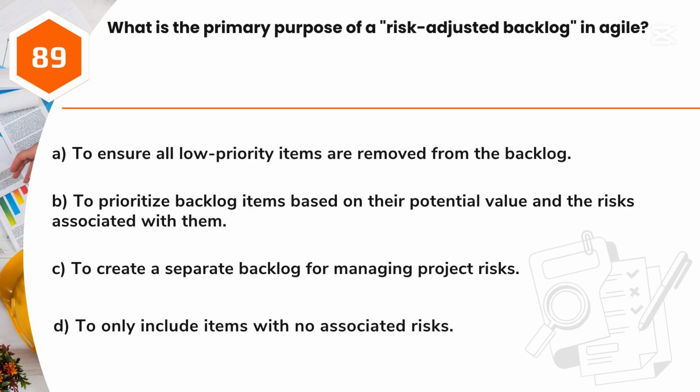Question 89. What is the primary purpose of a risk-adjusted backlog in Agile? A. To ensure all low-priority items are removed from the backlog. B. To prioritize backlog items based on their potential value and the risks associated with them. C. To create a separate backlog for managing project risks. D. To only include items with no associated risks.